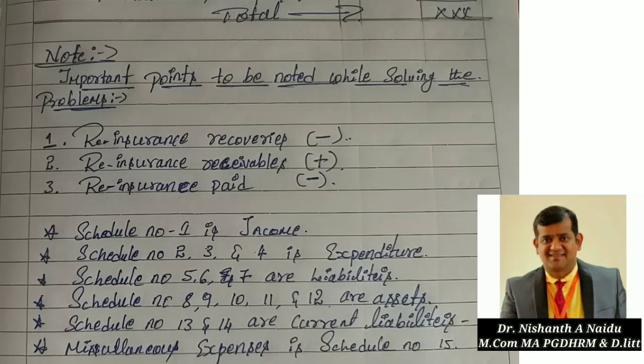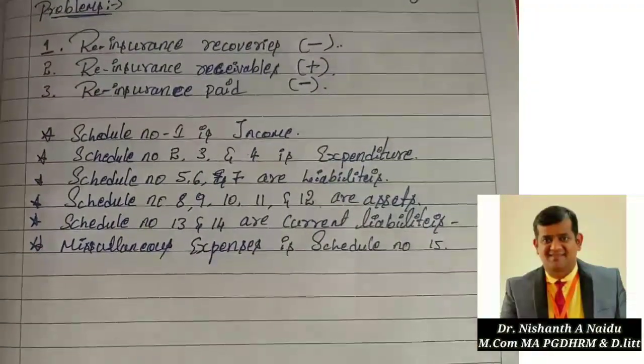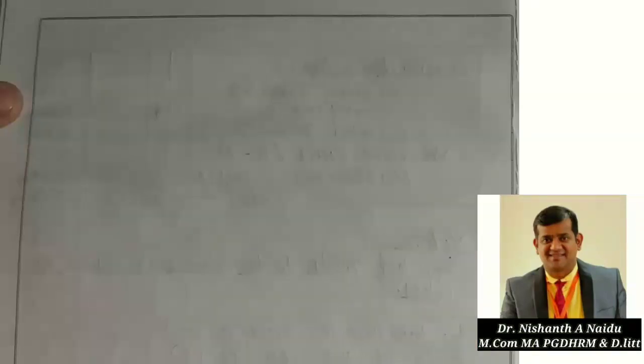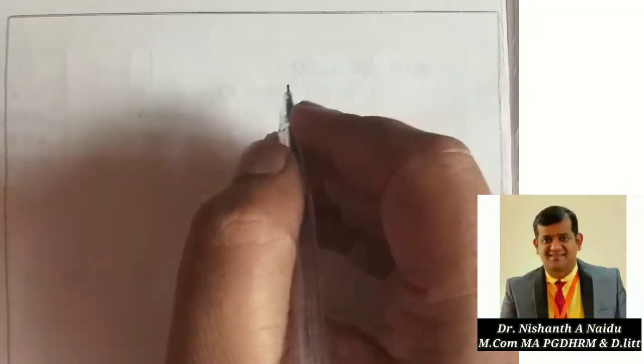Okay, so now we will have a note on adjustment and treatment. At the time of solving the problem, which adjustment and how it is to be treated, where you have to add and where you have to deduct, that we will understand now. So now, the major important adjustment treatments, I'll write in a separate sheet so that you don't get confusions.